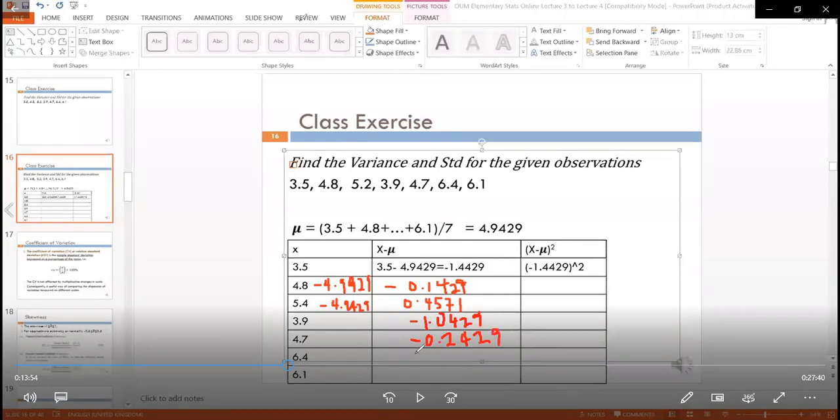The next is 1.4571. Whilst we are doing the calculation, somebody should be doing the squares for us. When we are done, we'll be squaring them, so somebody should do it for us. Then the next one, 1.1571.